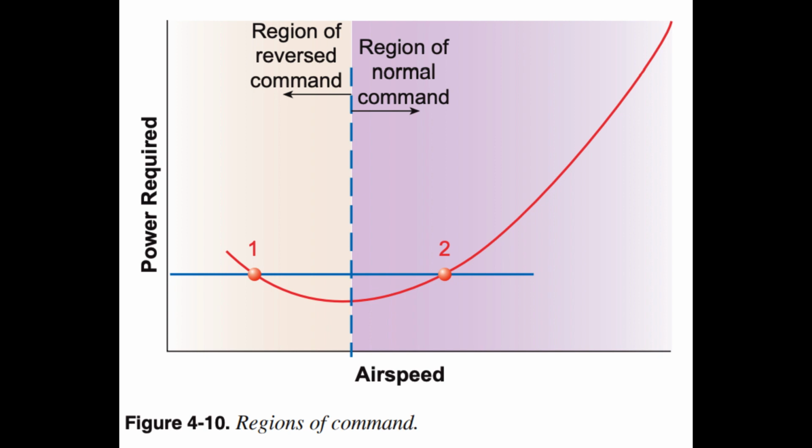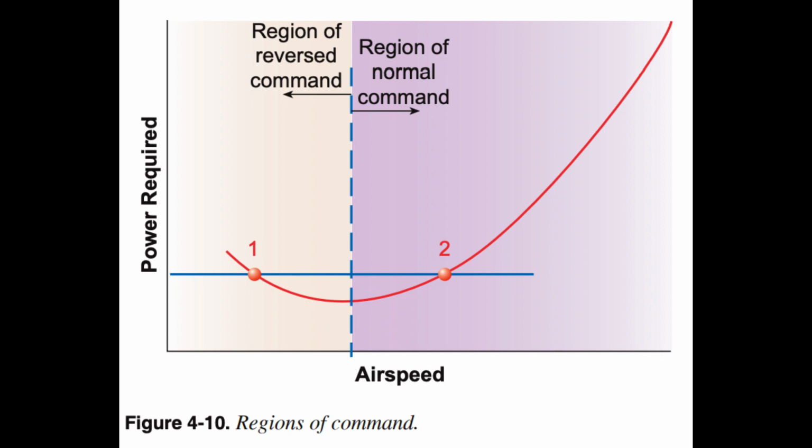This region exists at speeds higher than the minimum drag point primarily as a result of parasite drag. The region of reversed command occurs where additional power is needed to maintain a slower airspeed. This region exists at speeds slower than the minimum drag point, L/D max on the thrust required curve, Figure 4.9, and is primarily due to induced drag.